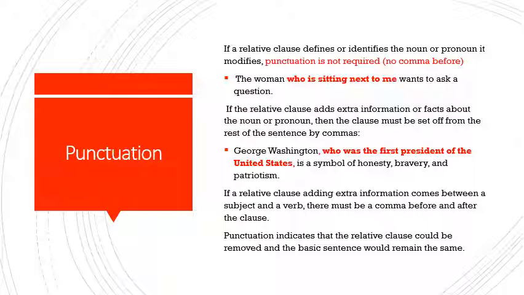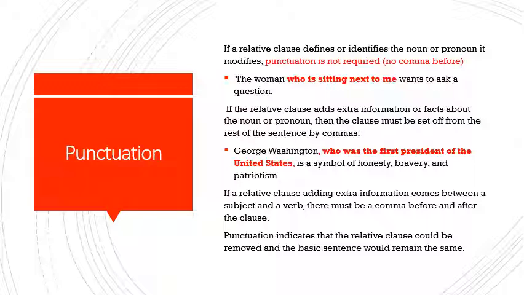The woman who is sitting next to me wants to ask a question. In this sentence, the clause who is sitting next to me identifies a particular woman, the one sitting next to me, and functions as a restrictive relative clause that specifies the woman in question, and thus the information is essential and cannot be separated from the head noun by a comma.